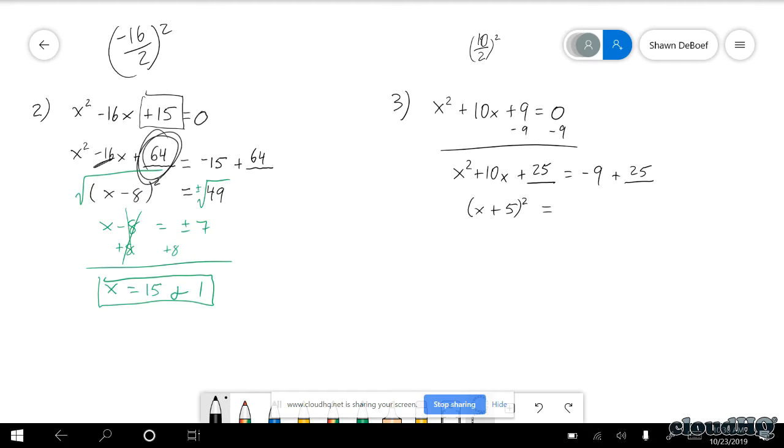Our left side should factor to a perfect square. Our right side conveniently, again, is a perfect square. It's not always going to be the case, but it is here. So now we square root, plus minus. So we have x plus 5 is equal to a positive 4, and x plus 5 is equal to a negative 4. I will be subtracting 5. So start with the positive 4. Take a positive 4 and subtract 5, you get negative 1. Then we have negative 4. Negative 4 minus 5 is a negative 9.